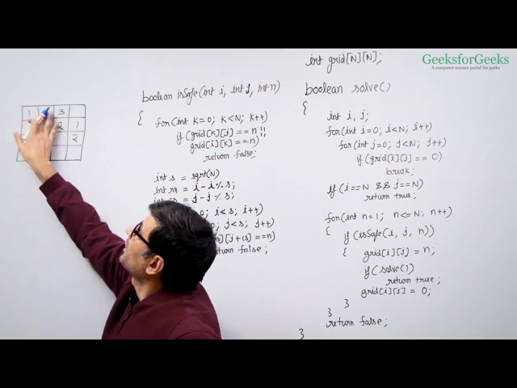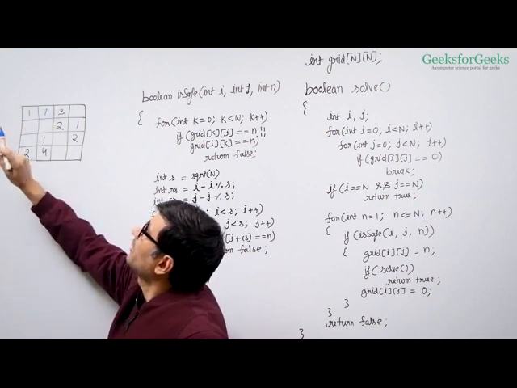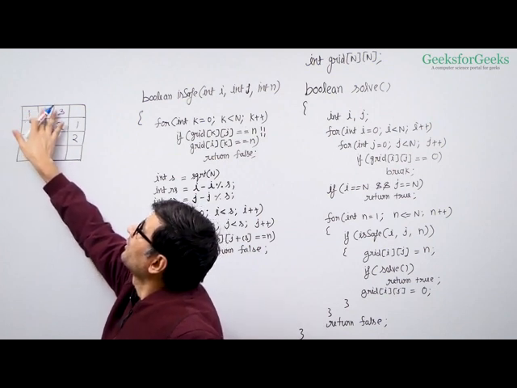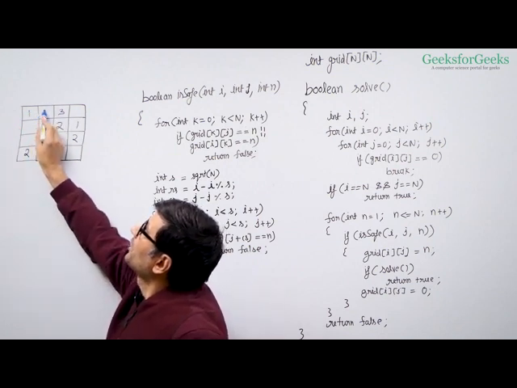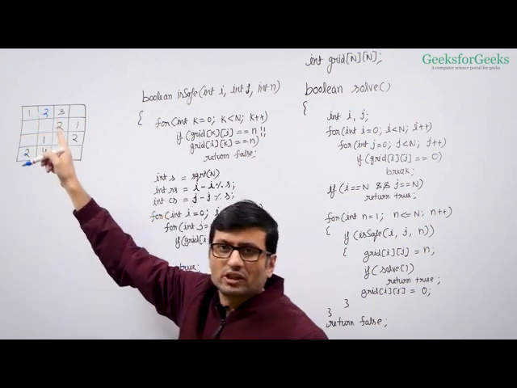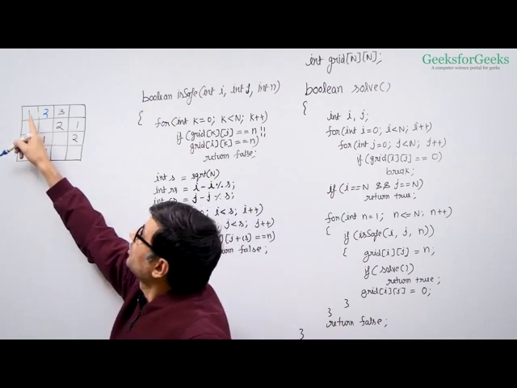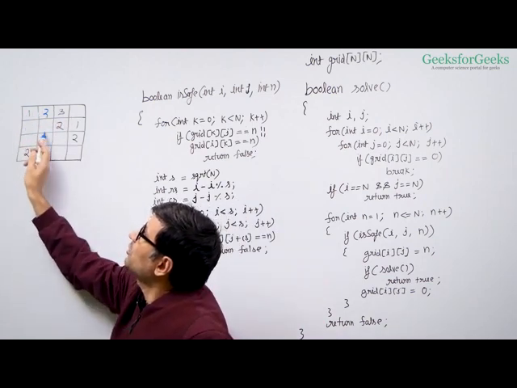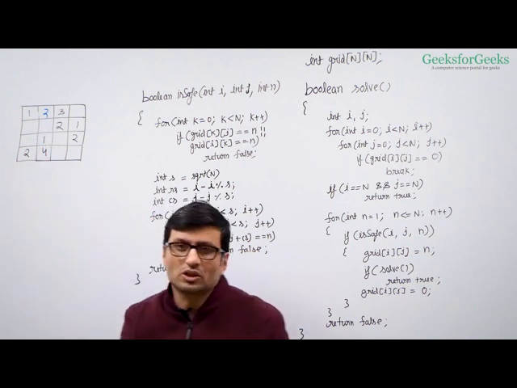We try putting 1 here. And when we put 1 here, we fail the safety test. So we do not put 1. Now we try putting 2 here. 2 we can put, right, because it passes the safety test. You do not have 2 in this row, you do not have 2 in this column, and there is no 2 in the current subgrid as of now. So we can put 2.